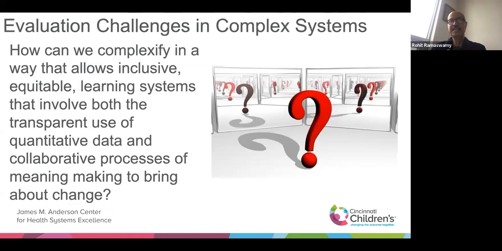I want to end with, as we continue to grapple with learning in complex systems, as we continue to grapple with it in communities, the question is, how do we complexify in a way that allows inclusive, equitable learning systems that involve both the transparent use of quantitative data so that we can answer some of the research questions we're interested in, but also do it in collaborative ways to bring about change. I don't actually have an answer to this question, but this is what I'm continuing to work with in my work at Cincinnati Children's. Thank you for listening to me.